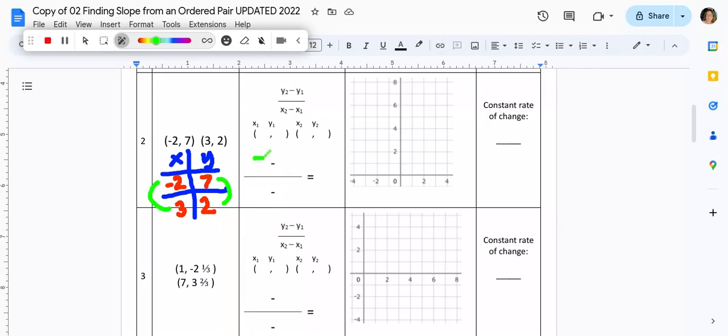I have 7 minus 2 divided by -2 minus 3. When you put that into the calculator, you get an answer of -1.